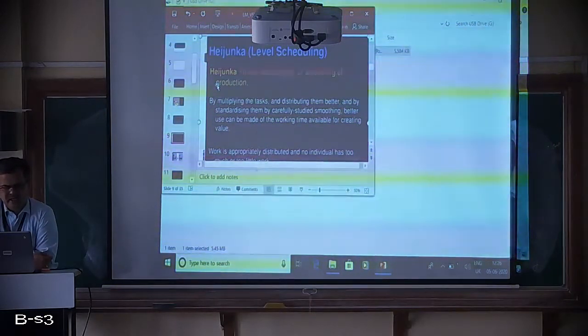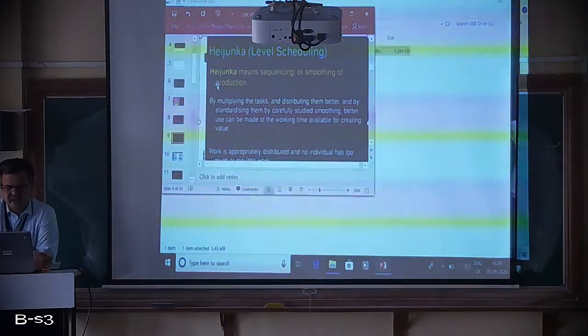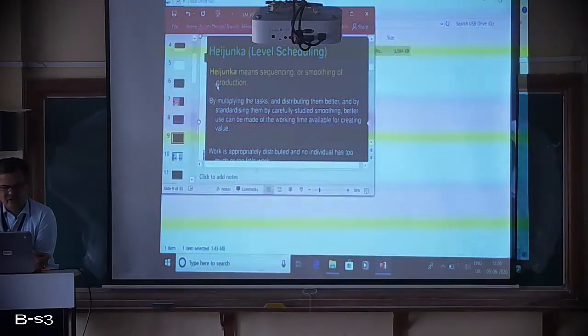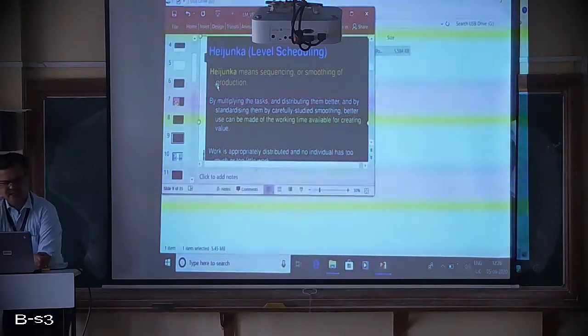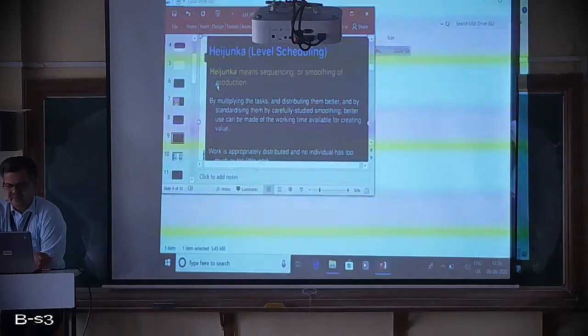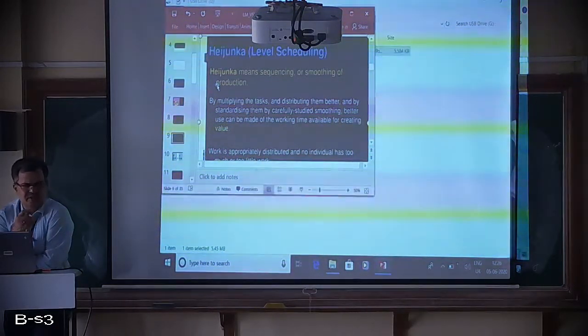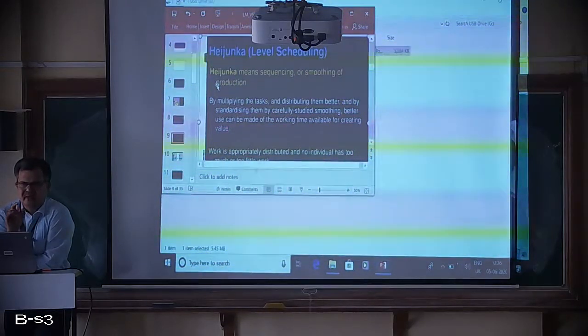By multiplying the tasks and distributing them better, and by standardizing them by carefully studied smoothing, better use can be made of the working time available for creating value. The idea is to create value for the product. That is done by multiplying the tasks, so more tasks can be taken, and distributing them better, that is, sequencing them better: which job should be done on which machine, which worker is going to do it. So proper assignment and scheduling should be done, along with the time.